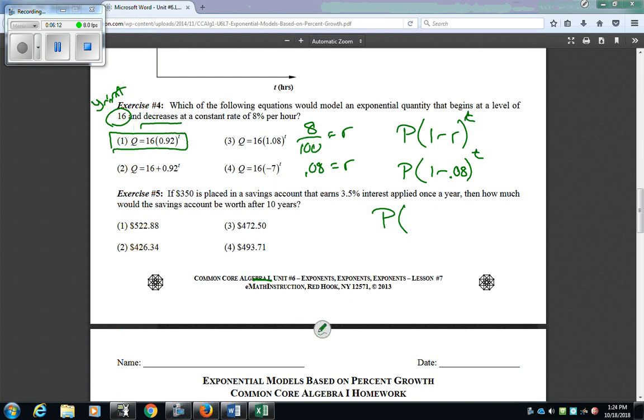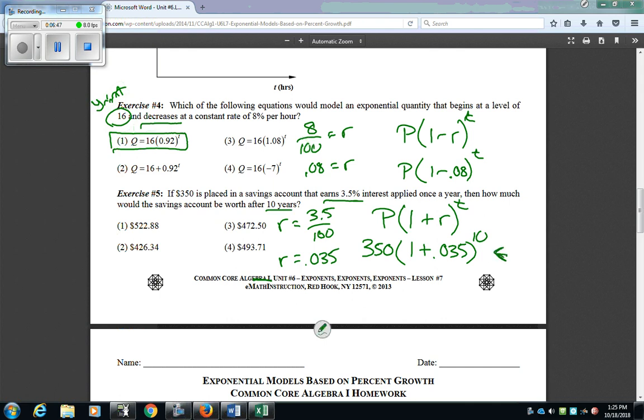So for exercise 5, we want the principal, which is our starting amount, our y-intercept. It says we have a savings account that earns 3.5% every year, and they want us to figure out the answer for 10 years. Since it's a savings account, it should be increasing. So we have 350, and then 1 plus the rate, which we find by taking the percentage and dividing it by 100. For R, this ends up being 0.035. So I'm going to put 0.035 in here, and then stick 10 in, because it said a time of 10 years. This goes into your calculator, not in y equals, but in the calculation screen, and see which answer you get for that expression.